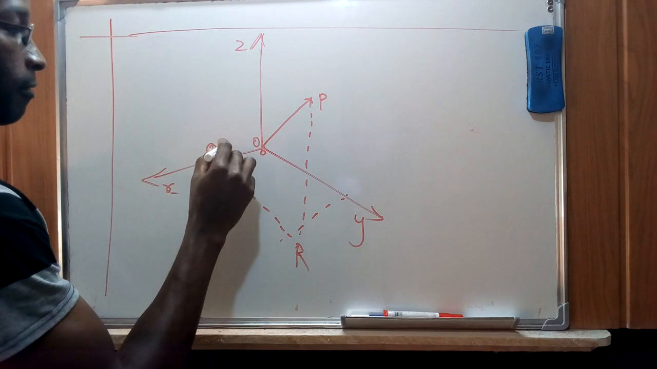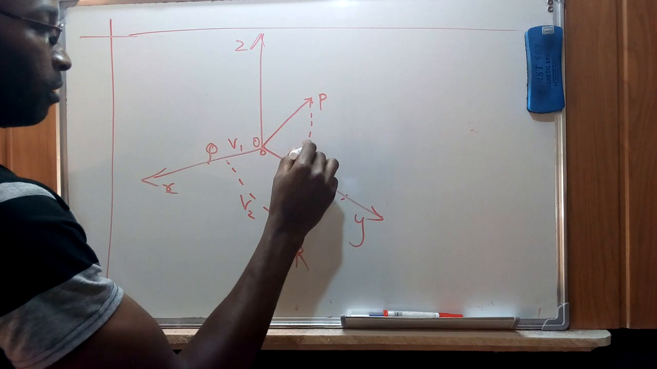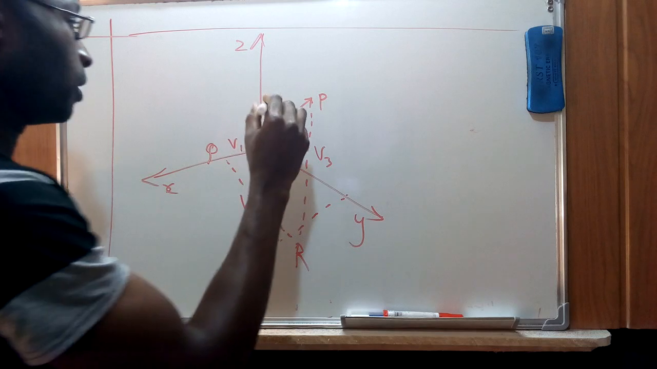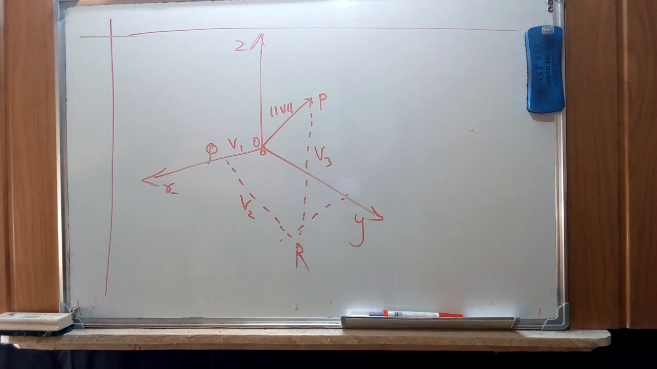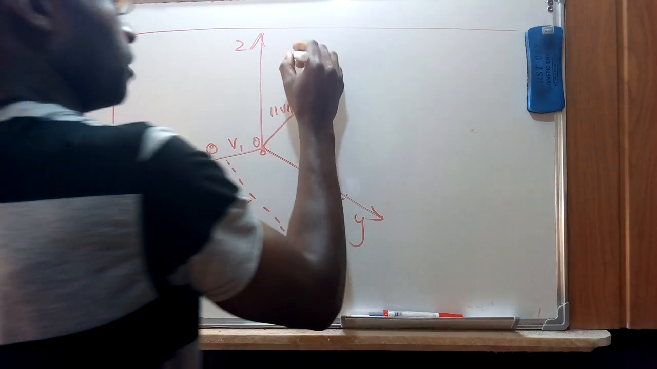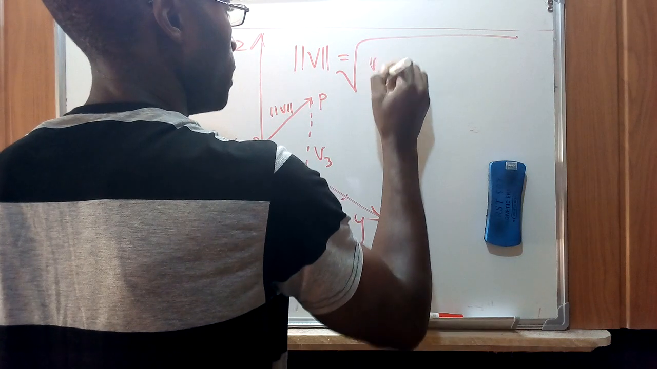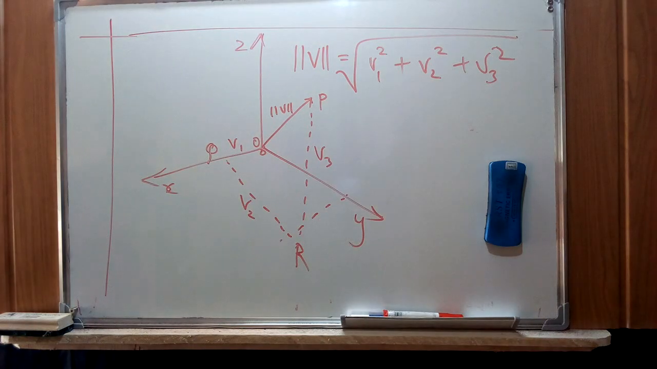So we can say that this velocity in the x component is v1, the y component is v2, and the z component is v3. And we say that we can represent the velocity of this particle, that is the norm of v, using those three-dimensional components by writing the norm of v as the root of v1 squared plus v2 squared plus v3 squared. So by finding the root of those three components, we can describe the norm of vectors in three-dimensional space.